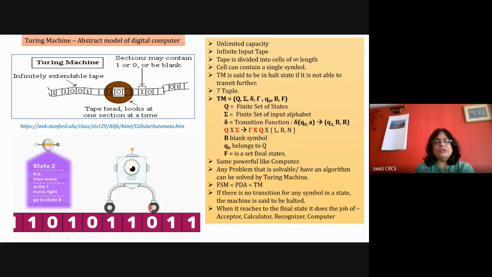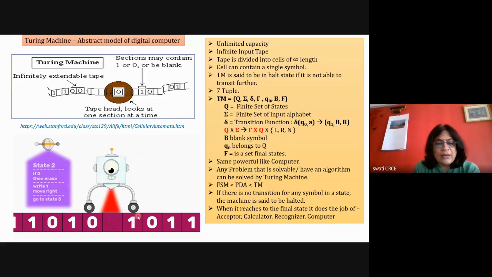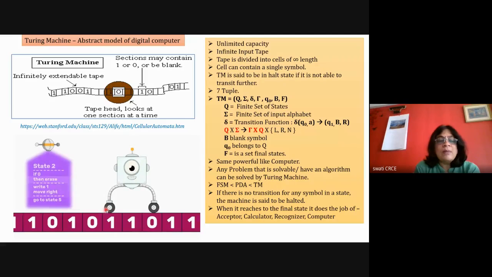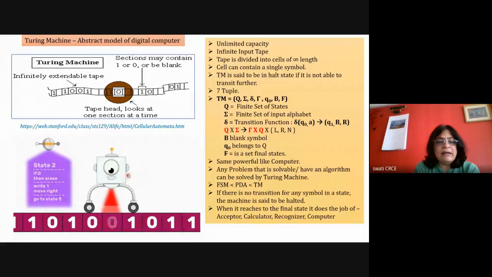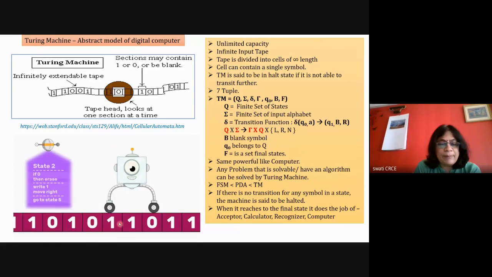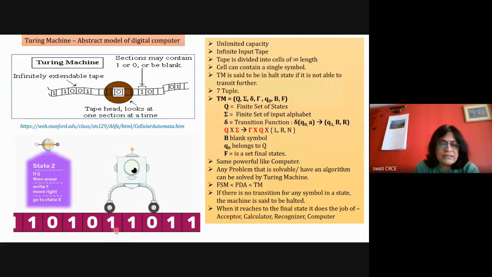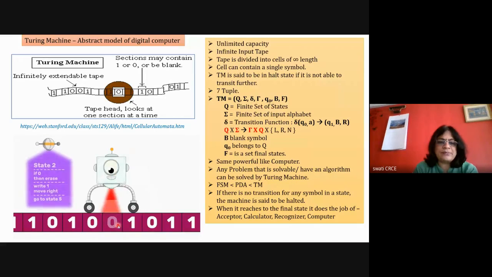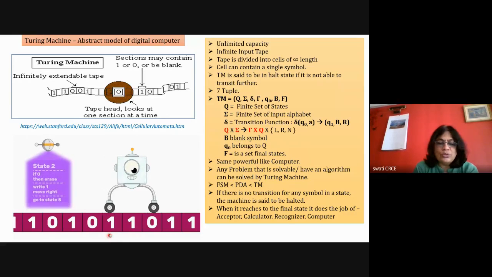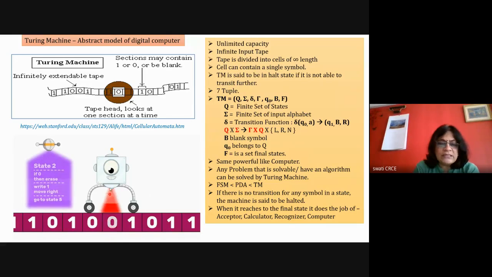The machine can move to the right, or move to the left, or remain in the same location. But this is a read and write head, and it performs a read operation as well as a write operation. So it can replace 0 with 1, or if there is no change, then the machine will read 0 and it will write 0 back. So it is always performing both read and write operations. If there is no change as per the logic, it will read the 0 and write the 0 again on the same location.